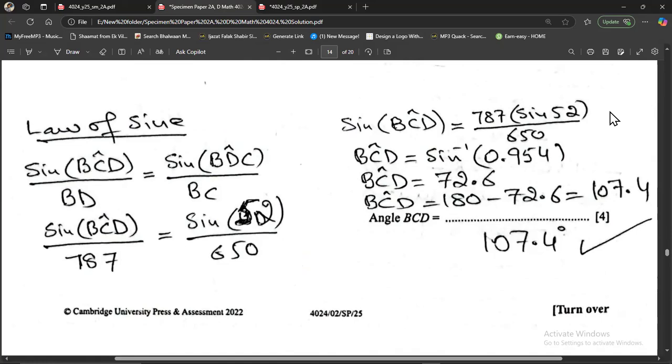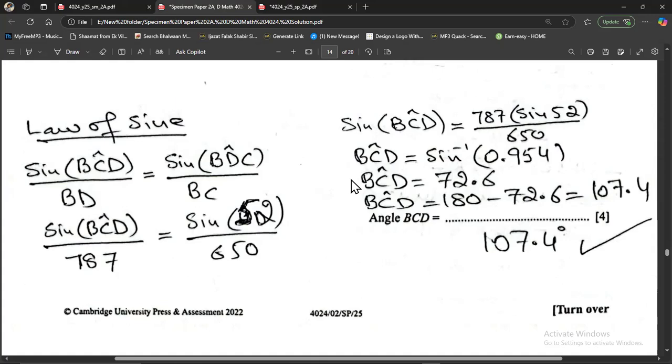0.954. So this will come to this side, it becomes sine inverse. So sine inverse of 0.954 will be 72.6. So the angle BCD is 72.6 degrees. But you see, this angle is not obtuse. They said that angle is obtuse. Whenever you do sine inverse, the calculator always gives you the acute angle. And if the angle to be found is obtuse, then you manually subtract that acute angle from 180.